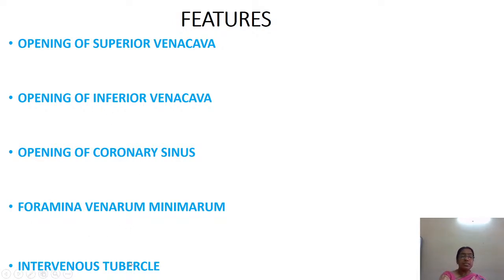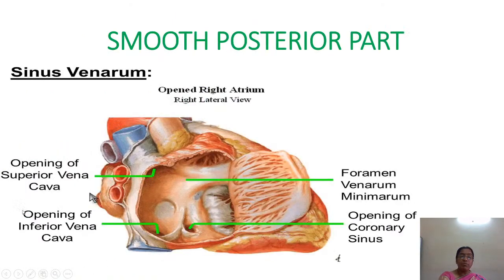But the most important thing in the smooth part is all the openings: the opening of the superior vena cava, the inferior vena cava, the coronary sinus, and the foramina of the venae cavae minimae veins. So when you see it in the diagram, this whole area is the smooth part.